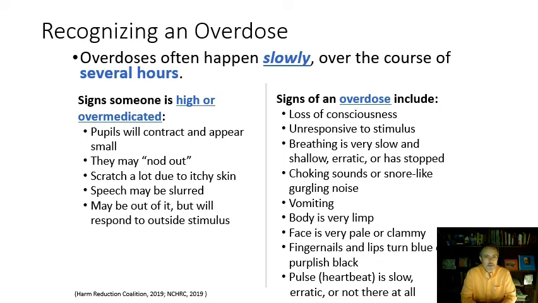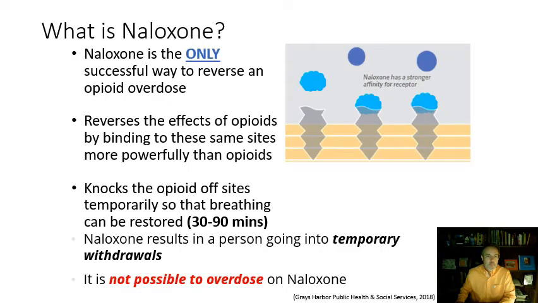So what is naloxone specifically? Naloxone is the only successful way to reverse an opioid overdose. It reverses the effects of opioids by binding to the same sites more powerfully than opioids. They have a higher affinity for those receptors and can remove those blue circles, or opioids, from those gray receptors. It knocks the opioids off those sites and temporarily restores breathing. And per the package insert, that can be restored for 30 to 90 minutes.